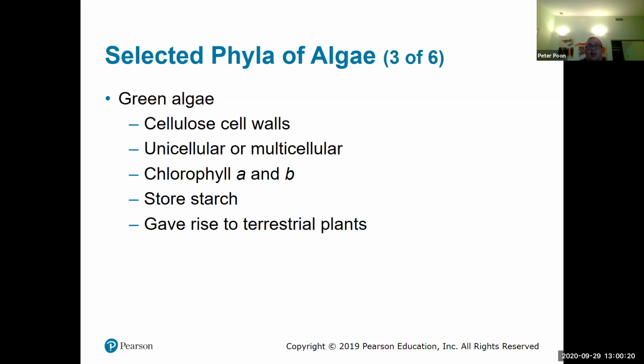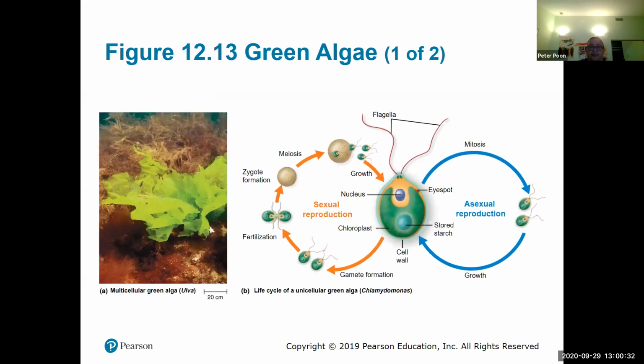Okay. Green algae store starch and have chlorophylls A and B, so they are the ones that gave rise to terrestrial plants. You can see they're green like plants are. They have the same mechanism for using sunlight, etc.